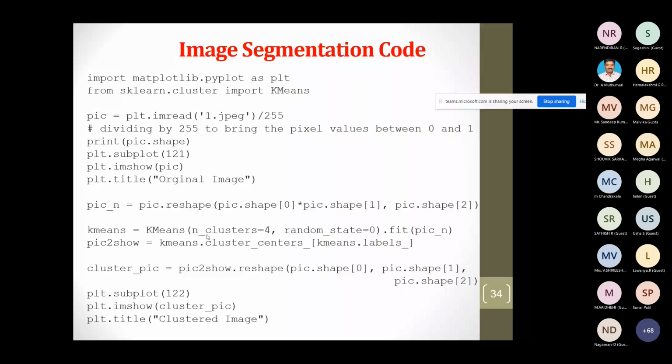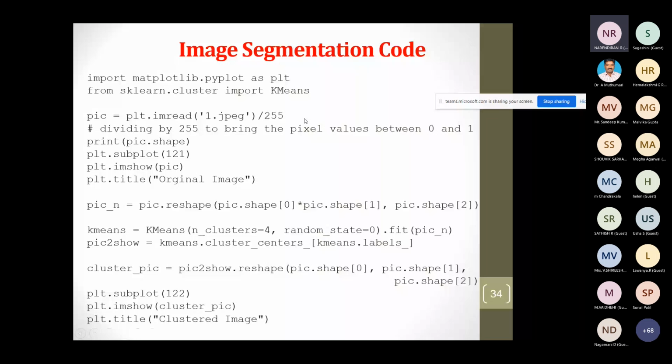Why? Because it's a color image. The color image means image size, and then the third coordinate will be there. Three colors will be there, right? And the values I have to make into 0 to 1, so I am just dividing by 255. Once I read the image, I have to divide it by 255 to make the values between 0 and 1. That is the first step. And then I have to reshape that into a two-dimensional array.